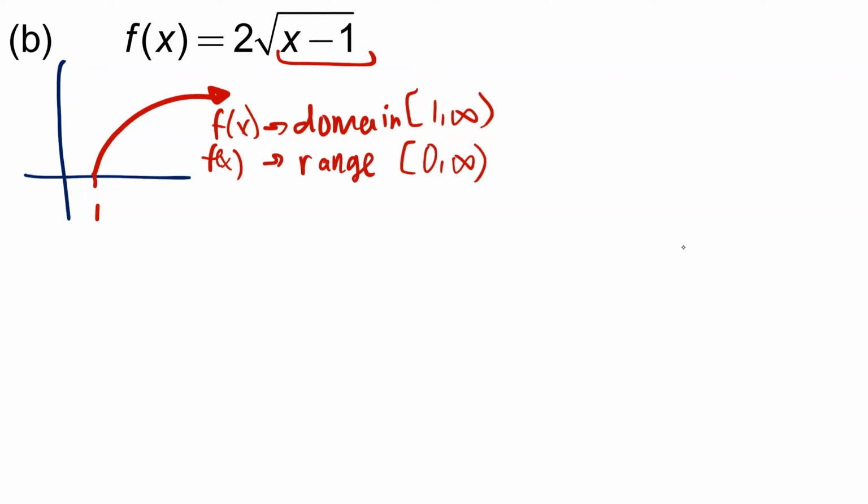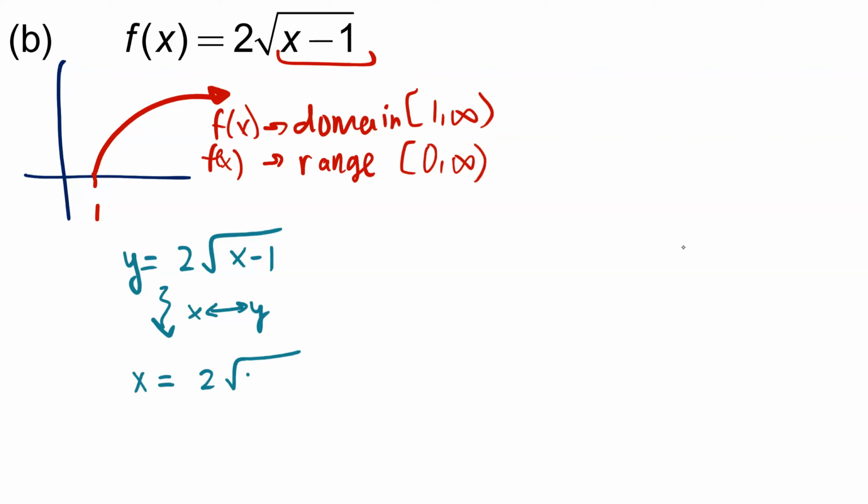Okay, so first step, passes horizontal line test, check. Let's go on to the next step. Next step, replace f of x with y, and so we'll have y equals 2 times square root of x minus 1. And then we're going to rewrite, flipping the x and the y's. Everywhere there was a y, put an x. Everywhere there was an x, put a y.